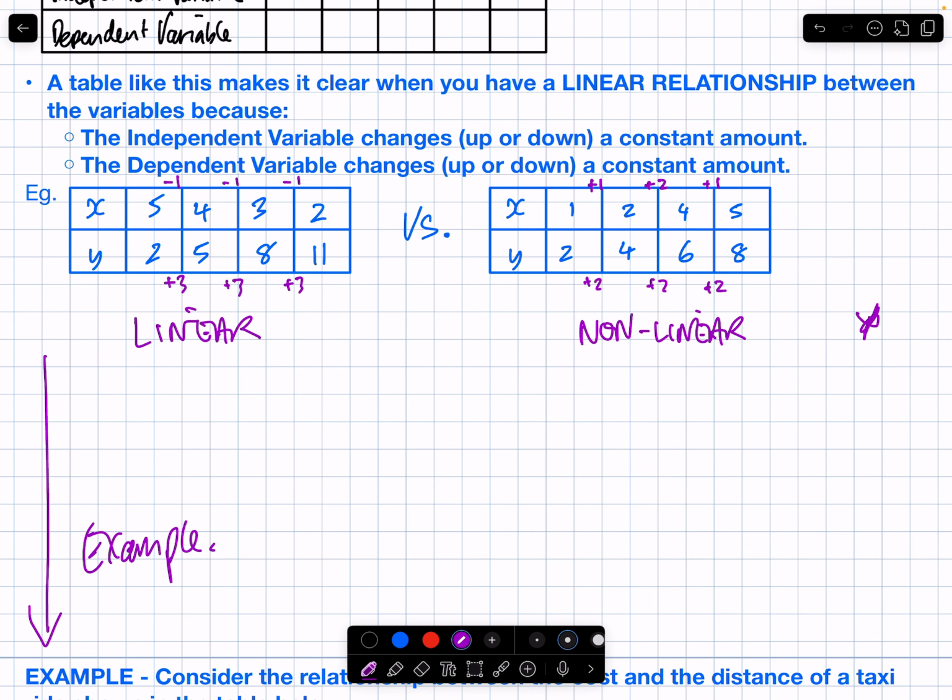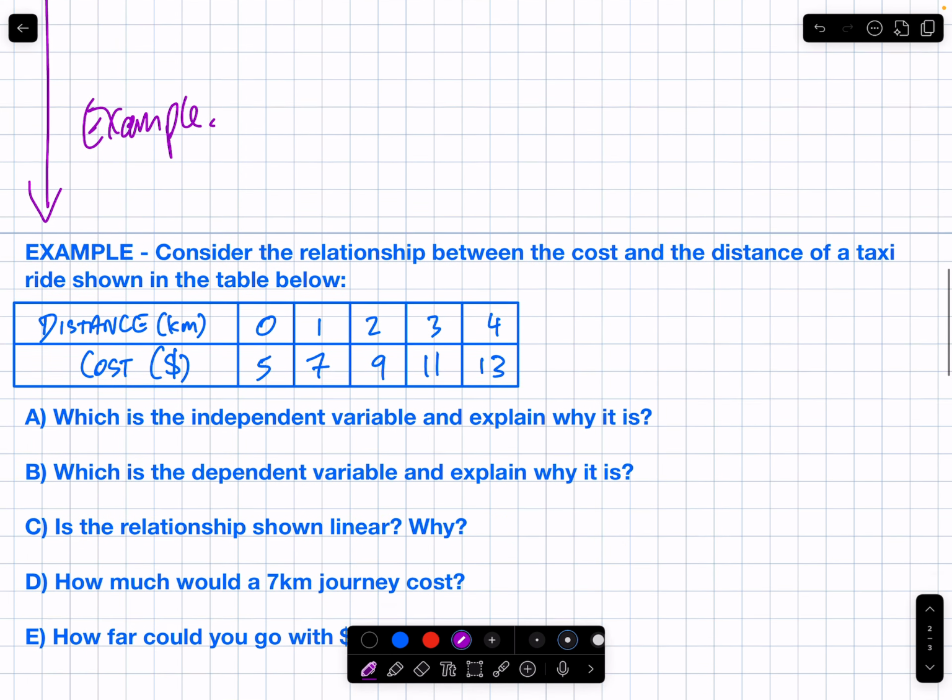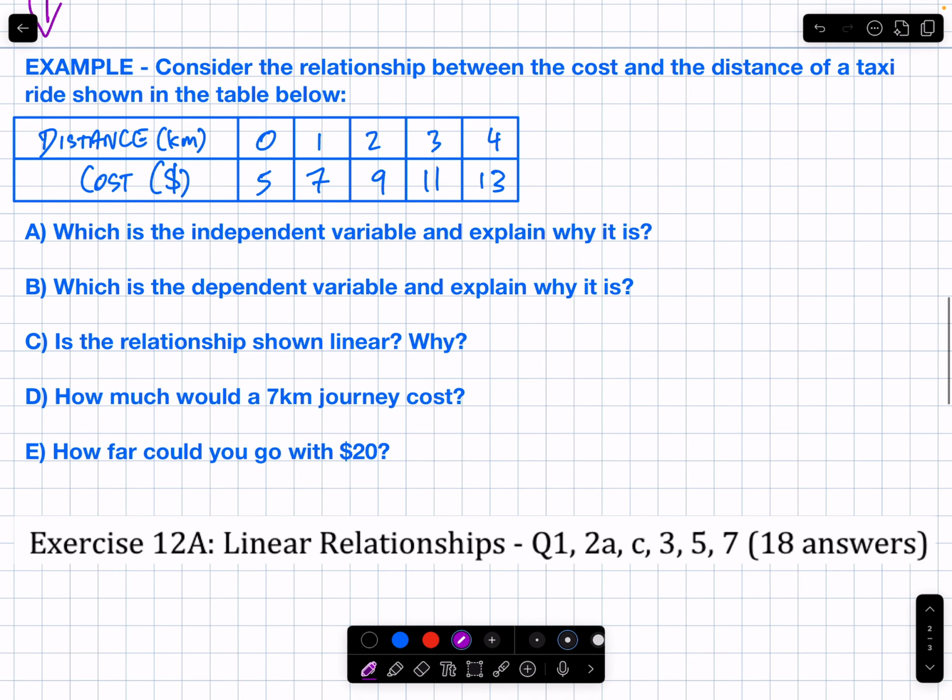But for this video, I'll move on to the example. Consider the relationship between the cost and the distance of a taxi ride shown in the table below. So the distances traveled is no distance, 1k, 2k, 3k, 4k. And the cost, travel no distance, you get in the taxi, it's going to cost $5. Travel 1k, $7, $9, $11, $13. Which is the independent variable?